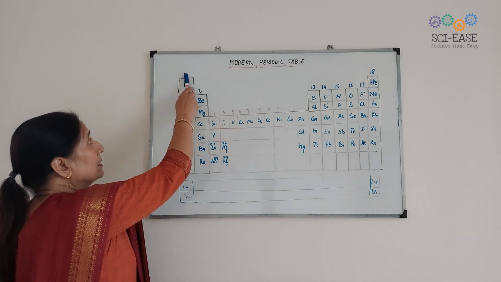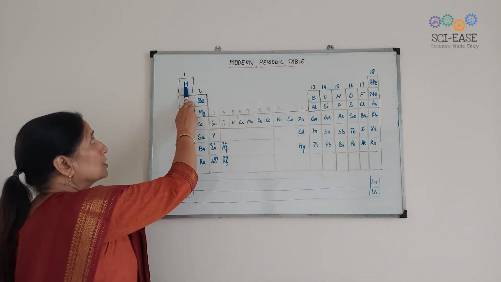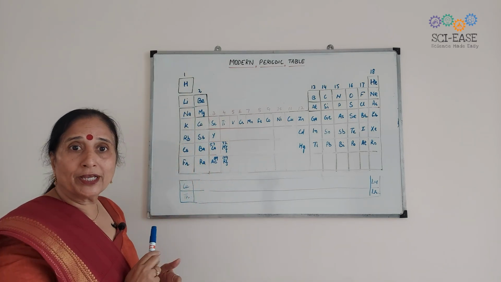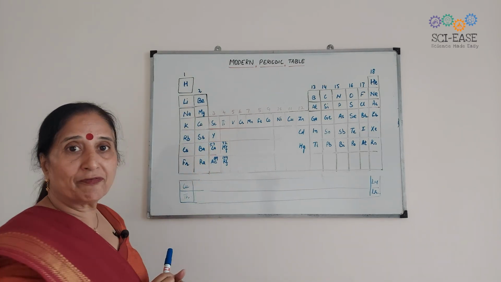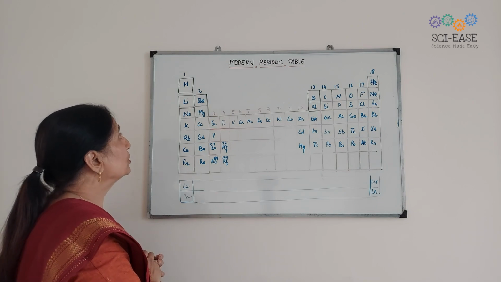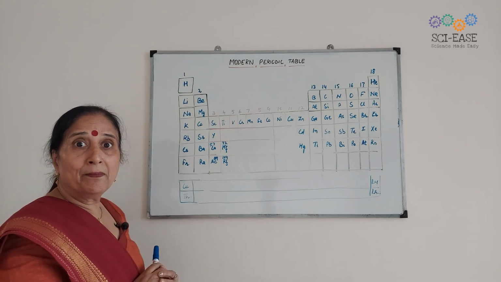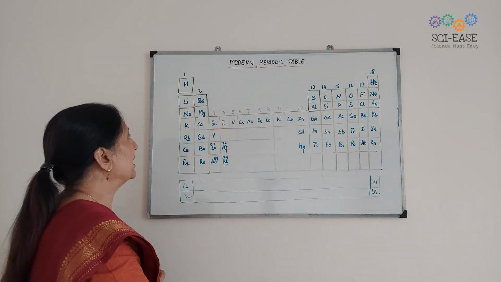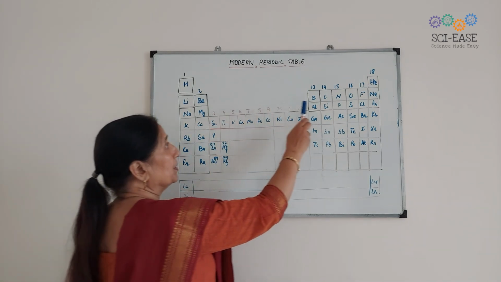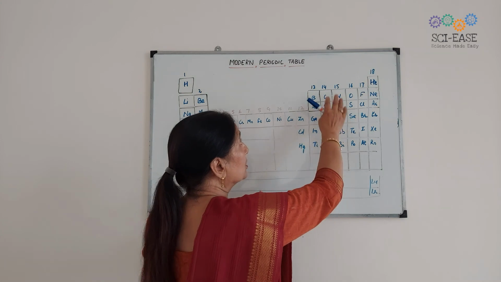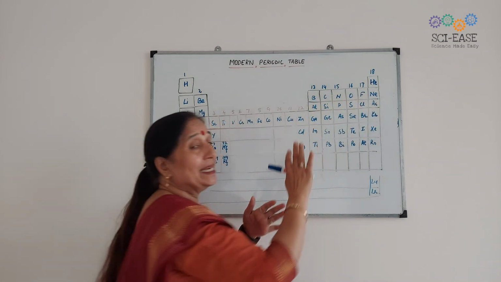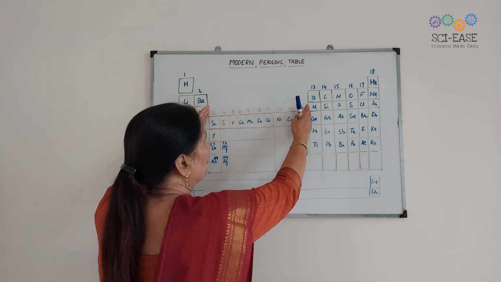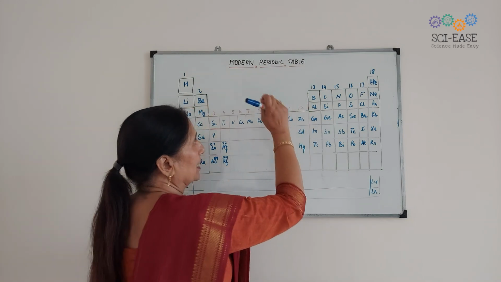This is group 1, in which there is a special position of hydrogen. Then comes lithium, sodium, potassium, rubidium, cesium and francium. In group 2, beryllium, magnesium, calcium, strontium, barium and radium. Then you will learn the group 13 to 18 elements. Leave aside these elements from group 3 to 12.